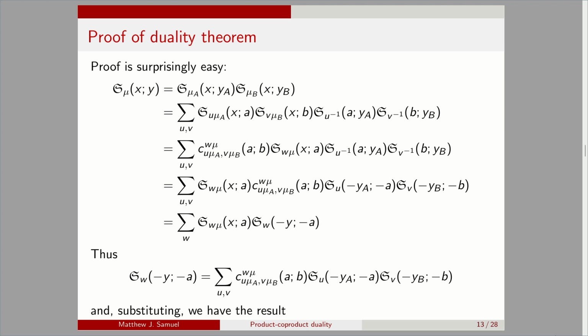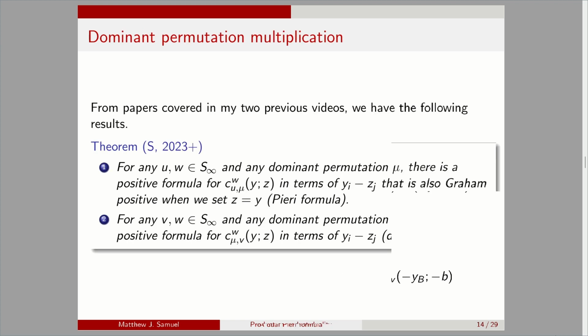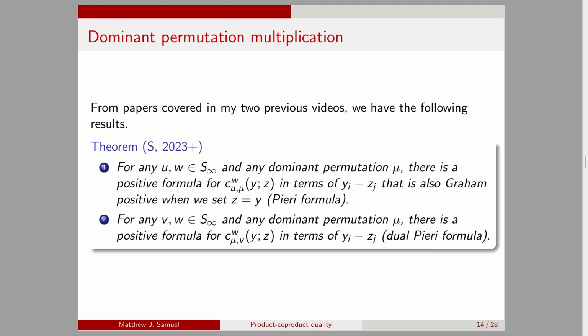So we can extract from this the equation S_w of minus y and minus a is equal to c_u mu_a, v mu_b, w mu of a and b times S_u of minus y_a and minus a times S_v of minus y_b and minus b. This is a sum over all appropriate u, v. And with substitution, this is a proof of the product-coproduct duality theorem. So we can use product results to obtain coproduct results.